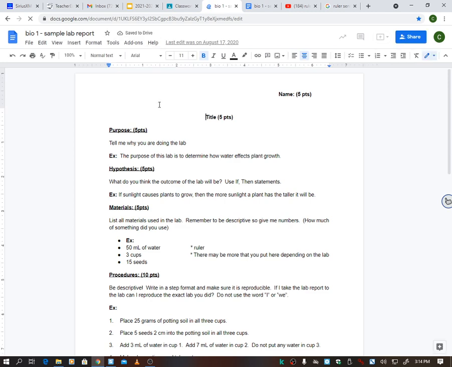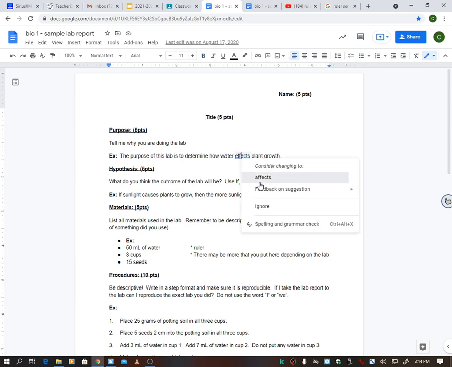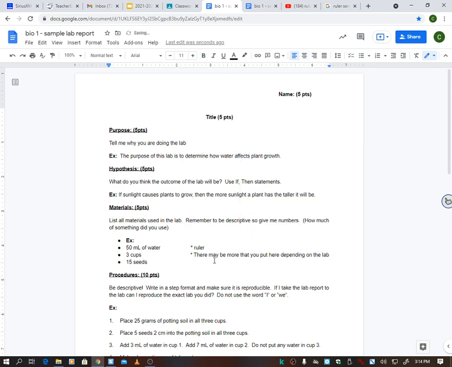So this is a sample lab report. I've got them in school. I'll post it on Google Classroom. We will use this soon, next week. So what we have here is a purpose. You're going to tell me why you're doing the lab. So I give you an example, like, okay, if I were going to test how water affects plant growth, I give you examples of how I would write my lab as we go through.